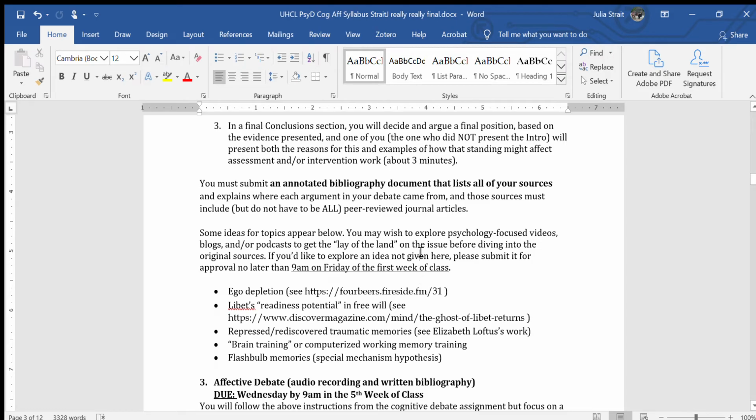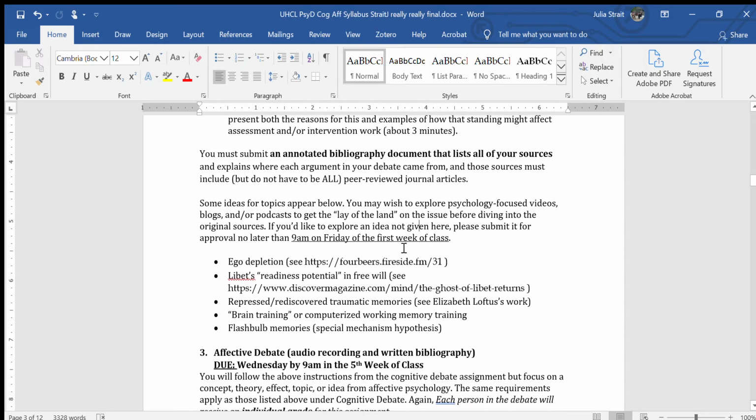Here are some ideas. If you want to explore an idea that is not presented here, please let me know. No later than 9 a.m. on Friday, the first week of class. When you send me the idea, send me the topic and kind of the argument, like what's the basis of the conflict here. If it's not really debatable, then it'd be hard to present. Maybe give me like a source reading or a source recording as well to get me oriented to the lay of the land here.